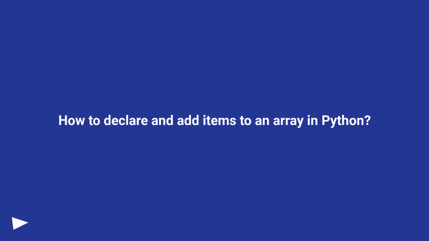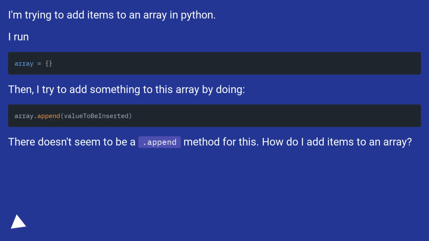How to declare and add items to an array in Python. I'm trying to add items to an array in Python. I run this. Then, I try to add something to this array by doing this. There doesn't seem to be a .append method for this. How do I add items to an array?